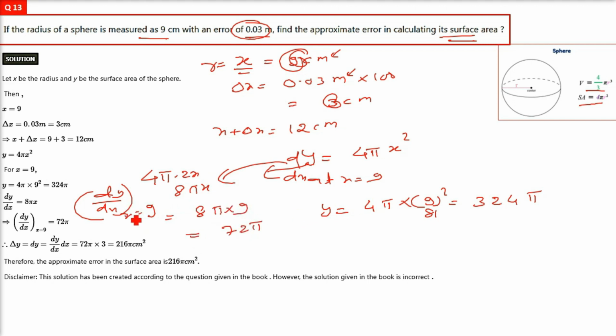And now we have this dy by dx at x equals 9. We have y, we have delta x. Now we are ready for delta y. Delta y is dy by dx into delta x.